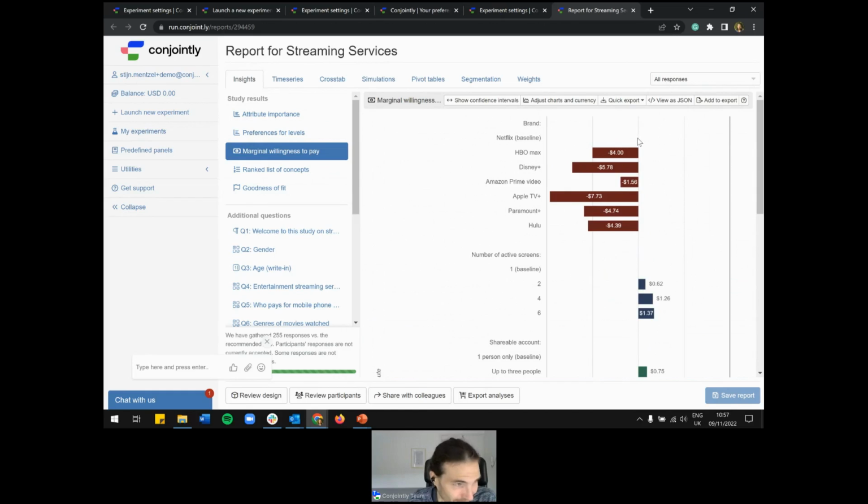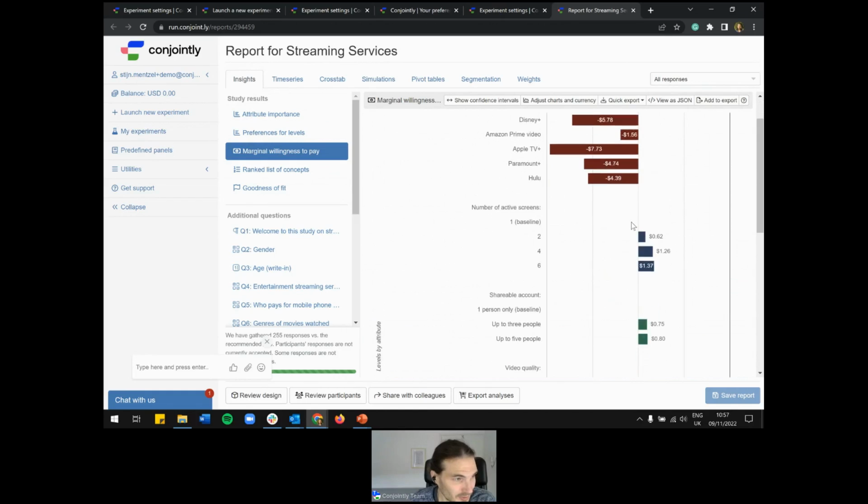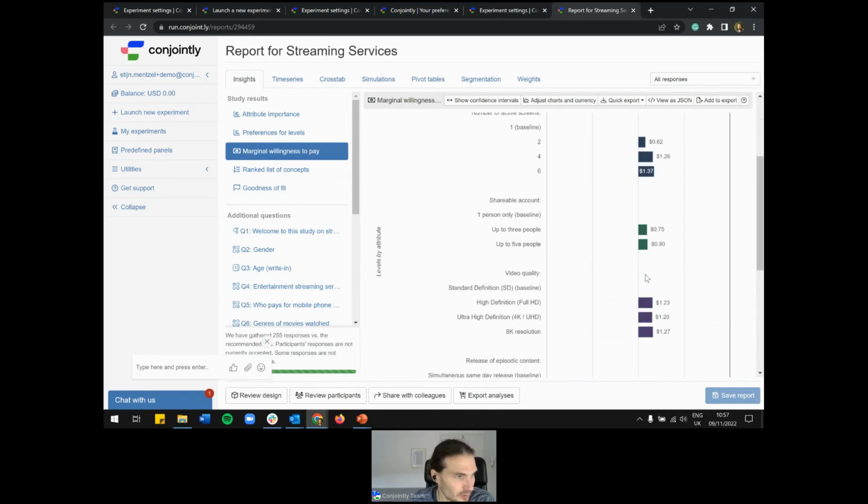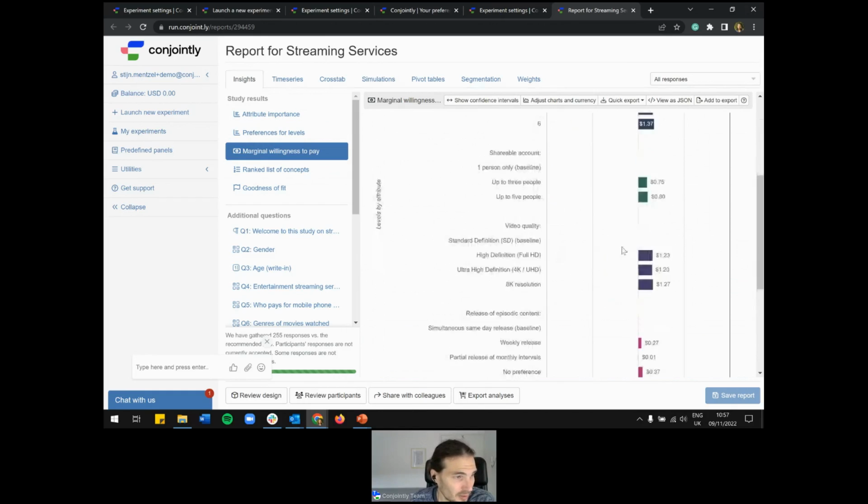So we can see that Netflix has clear monetary worth over everything, because that's my baseline. Amazon Prime is the one that gets closest to it. Of course, in this study, I did not incorporate the fact that Amazon Prime also has free delivery for Amazon, simply because it would make the study even more complicated. We got Disney Plus, and Apple TV has no monetary worth. Number of active screens, so we can see how much the average individual or the median individual is roughly willing to pay for this. Some amount, interesting already. Shareable access surprised me. Video quality, again, people just don't want SD.